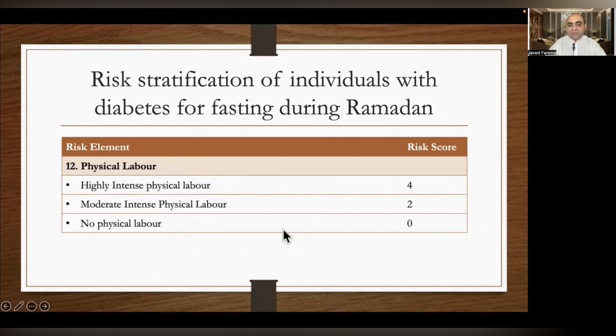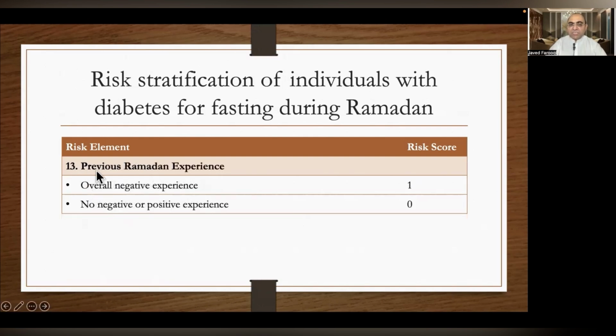Then the 12th risk factor is that of physical labor. Highly intense physical labor, the patient is having highly intense physical activity, 4 score is given. Moderate intense physical activity, 2 score is given. No physical labor, like an office job or something like that, or no job, then 0 score is given.